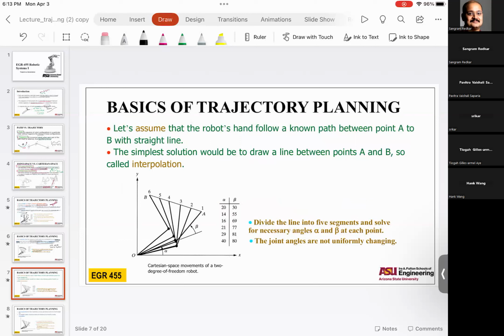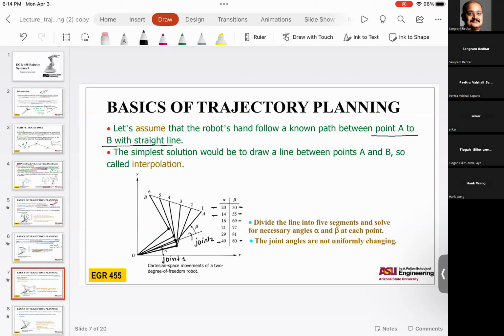Now, what are the basics of trajectory planning? We assume that the robot's hand follows a known path between point A and point B along a straight line. The simplest solution here is drawing a straight line between point 1 and point 6, and then mapping these individual angles. For an example, this is joint 1 and this is joint 2. If the joint 1 angle is alpha and the joint 2 angle is beta, then alpha will go through the sequence of 20 degrees, 14 degrees, all the way over here. And beta will go from 30 degrees, 55 degrees, 69 degrees, all the way to 80 degrees.